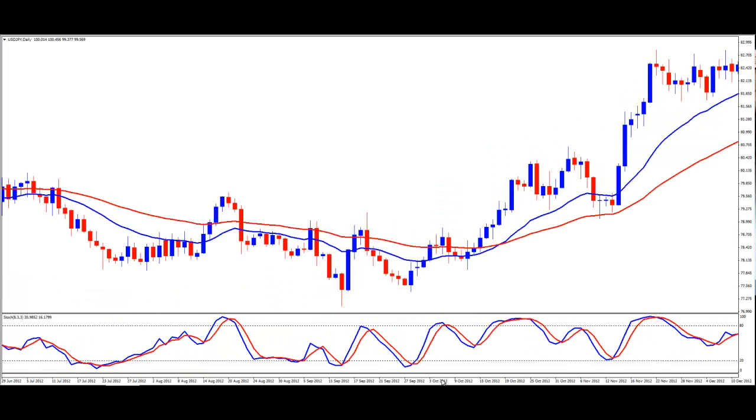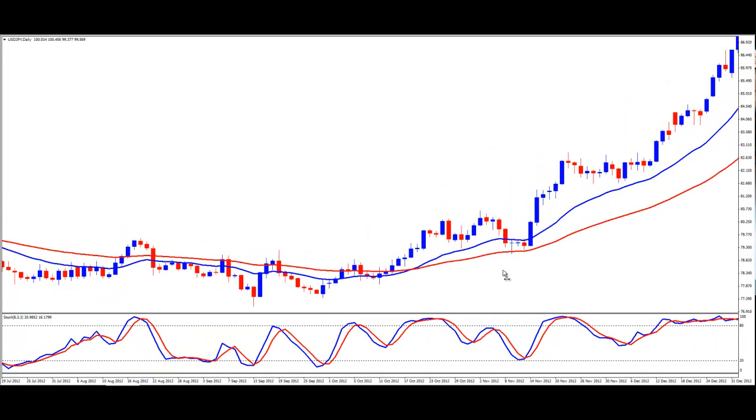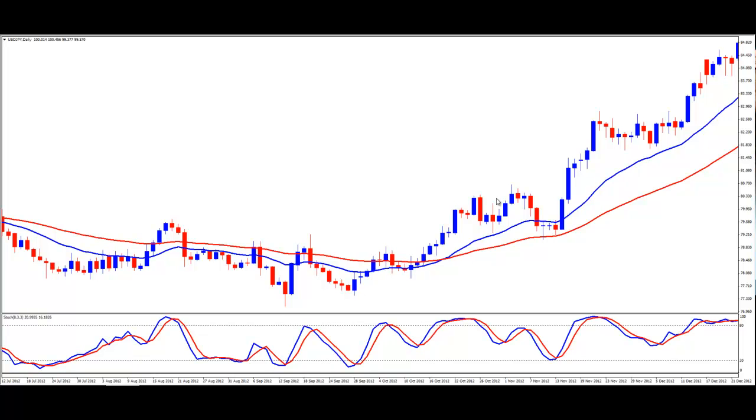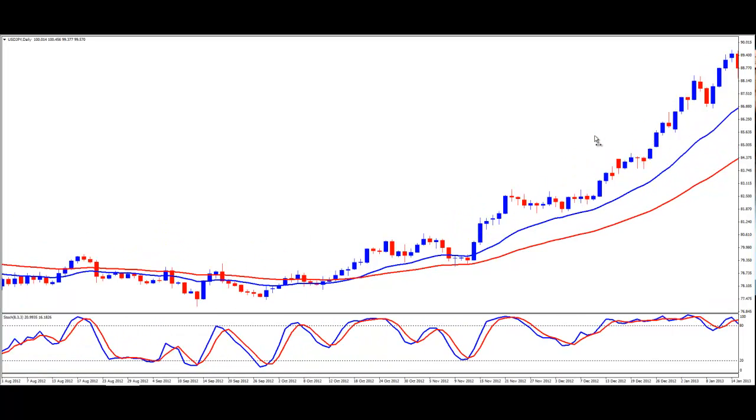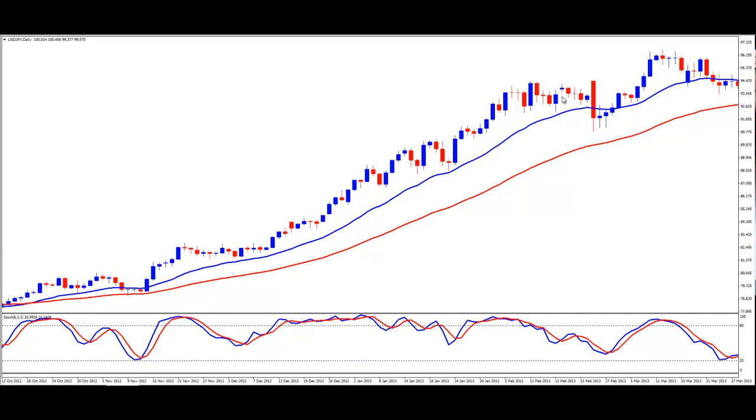Now if we zoom in a little bit further, we can see there's times where price is moving in the upward trend, pulls back down again to the averages, and then accelerates away again. It's quite clear to see that when price does pull back down to the averages, we get a decent move to the upside.